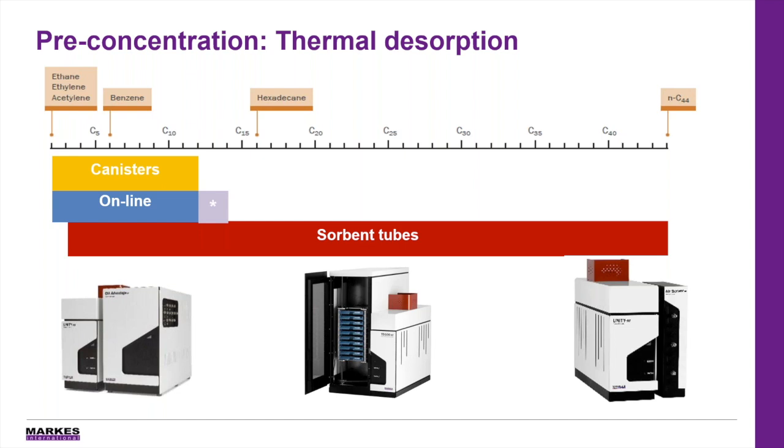You can also collect your samples in canisters, which are really one of the main ways of collecting samples in the US today. And you can also take online measurements. Now, canisters and online have the advantage of being able to capture whole air. So they can look at very volatile compounds, such as the C2s, ethane, ethene, and acetylene that we can see here, which sorbent tubes just can't do. This gives them advantages in certain situations. For the majority of samples, though, any of these techniques can be suitable.